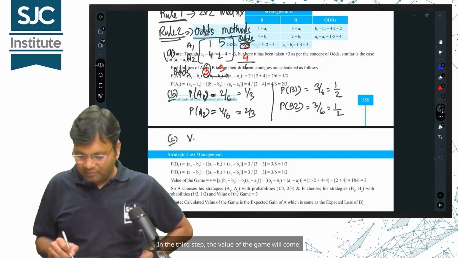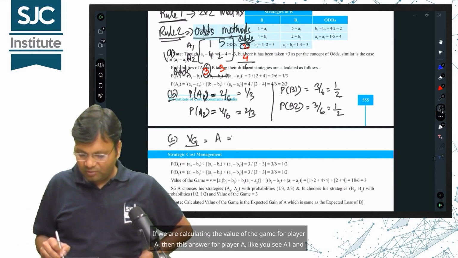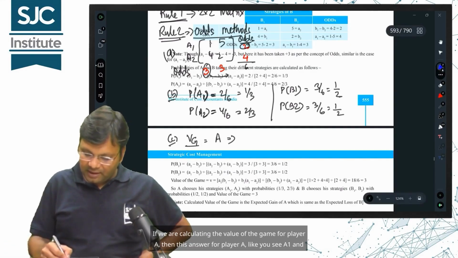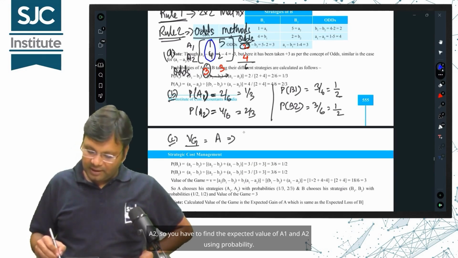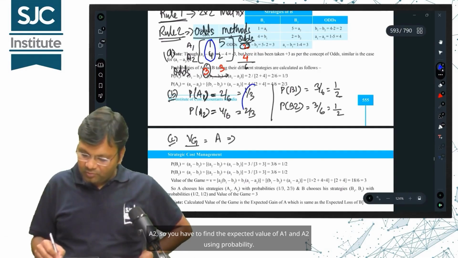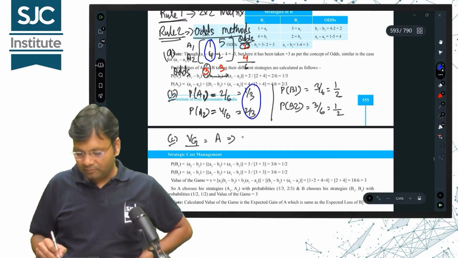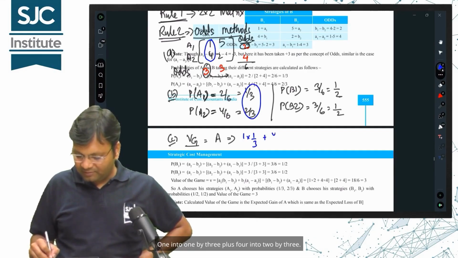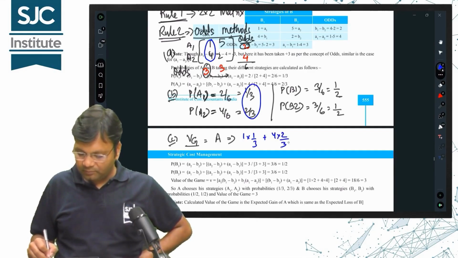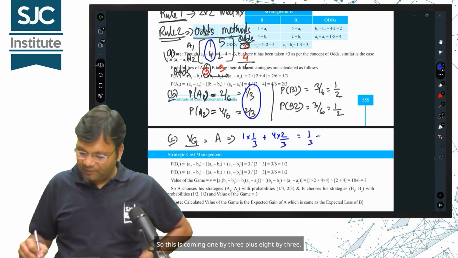In the third step, the value of the game will come. If we are calculating the value of the game for player A, then for player A, you see A1 and A2, so you have to find the expected value of A1 and A2 using probability. How will that come? 1 into 1 by 3 plus 4 into 2 by 3. So this is coming 1 by 3 plus 8 by 3. That is 9 by 3 equals to 3.